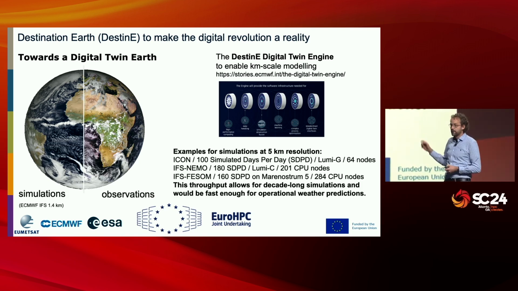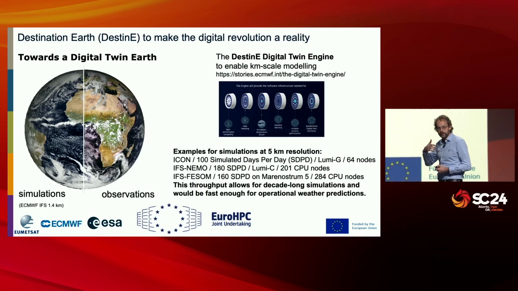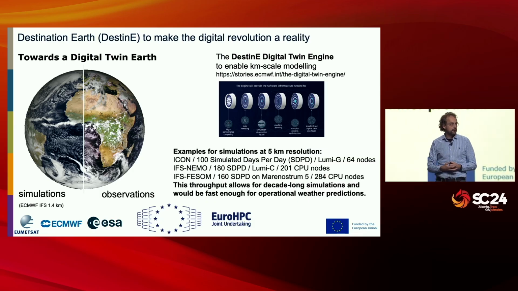I'll give you a couple of examples for simulations that we performed on LUMI, LUMI-C and MareNostrum. And you basically see that we can run on a reasonable amount of nodes. We can run those simulations now at more than 100 simulated days per day. And this is a good quantity for us to have, because this means that we can now run these models on a reasonable amount of compute nodes 2 decades into the future, and also perform operational weather forecasts in principle with this amount of throughput.